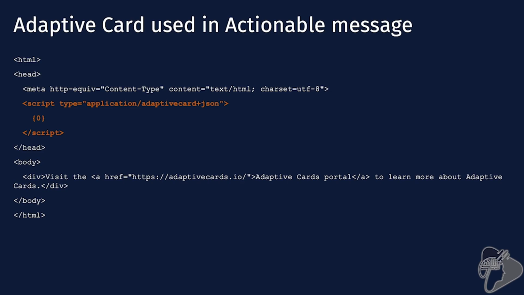Instead, let's look at what this looks like. So the body of the email that was sent to this user, it contains all the normal stuff you would see in an HTML-based email, except notice that script tag that I've highlighted. The type is application/adaptive card plus JSON. And then I would stick where that curly bracket 0 placeholder is, I would stick the adaptive card in right there. And that's what's going to tell Outlook to render this adaptive card.